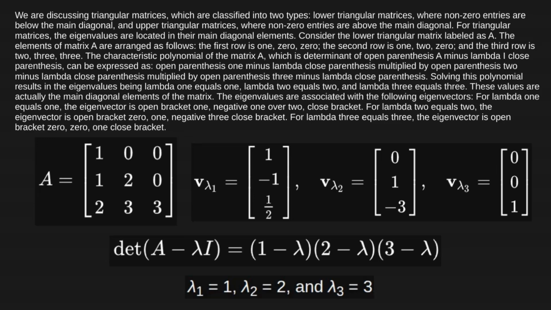The eigenvalues are associated with the following eigenvectors. For lambda 1 equals 1, the eigenvector is [1, negative 1, 2]. For lambda 2 equals 2, the eigenvector is [0, 1, negative 3]. For lambda 3 equals 3, the eigenvector is [0, 0, 1].